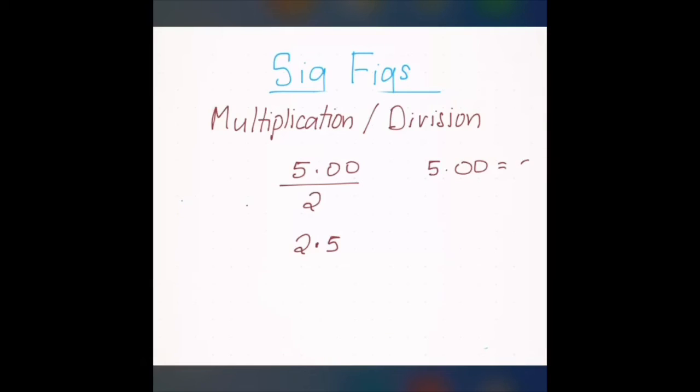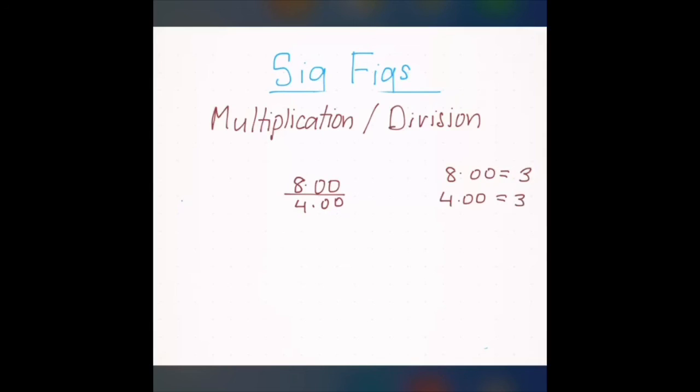But 5.00 has 3 sig figs present, and 2 only has 1 sig fig present. So we would have to round the number to 1 sig fig, due to there only being 1 sig fig for the number 2. Another example of this is 8.00 divided by 4.00. And 8.00 has 3 sig figs, and 4.00 has 3 sig figs. So if we do the math, we will end up with 2.00. And this is exactly the way you are going to have to write the number on the paper for your sig figs to match up.